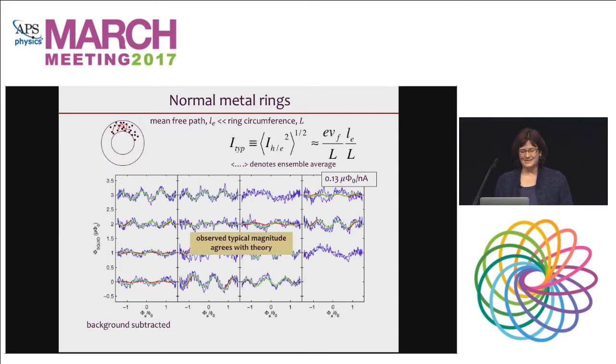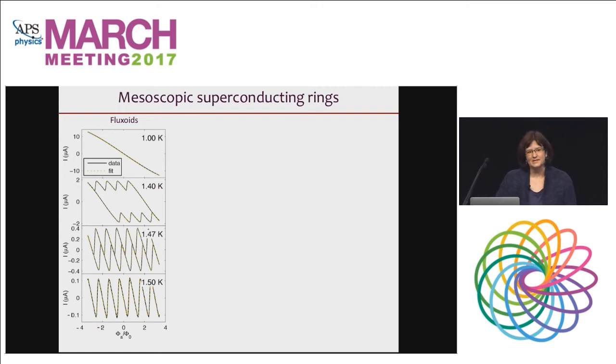Okay, so the main point is that the observed typical magnitude agrees with the theory, and also I should mention that there were experiments by Jack Harris's group at Yale that also, around the same time using a different technique, also agreed with the theory. And so we're all still very curious about what the discrepancy is between the different experiments. Okay, let me quickly tell you about mesoscopic superconducting rings, and then I'll move to talk about junctions.